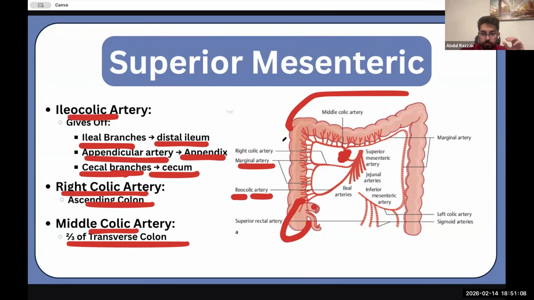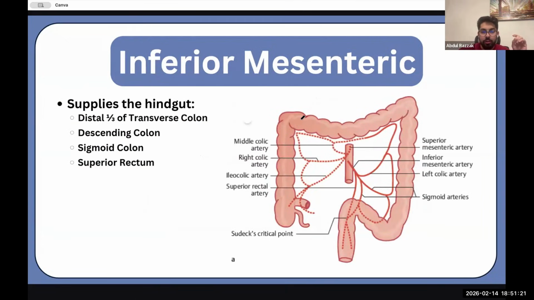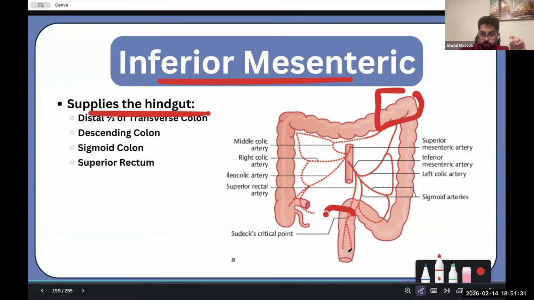And you also have your ascending and descending branches of the right colic artery and whatnot. But don't worry, you don't have to know more than that. The last artery is the inferior mesenteric artery. It supplies the hindgut, so distal 1/3 of the transverse colon, descending, sigmoid, rectum and the superior rectum, to be specific.